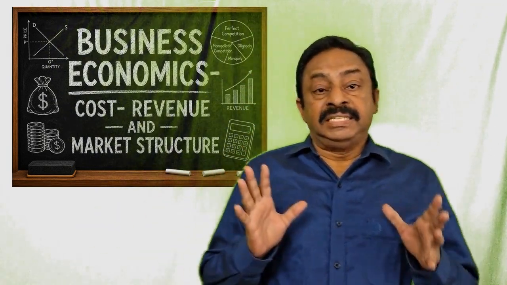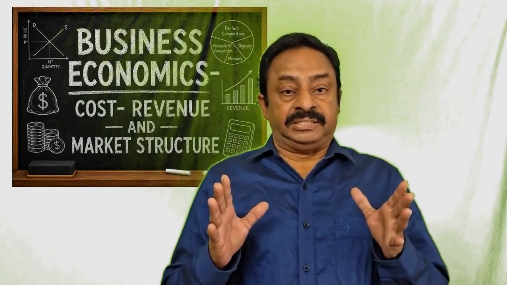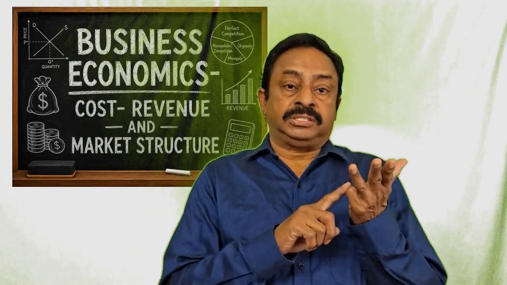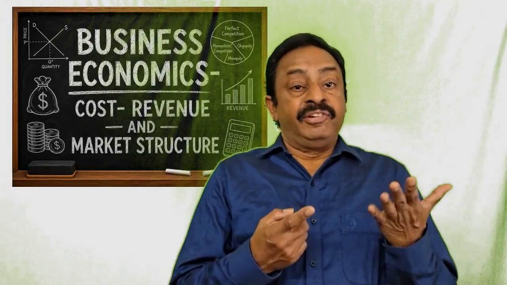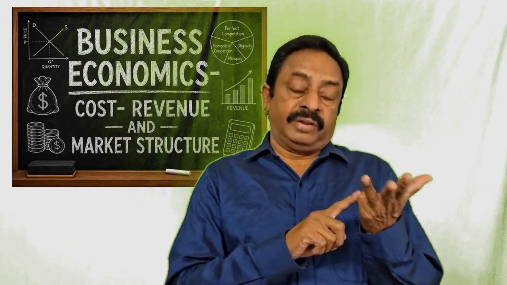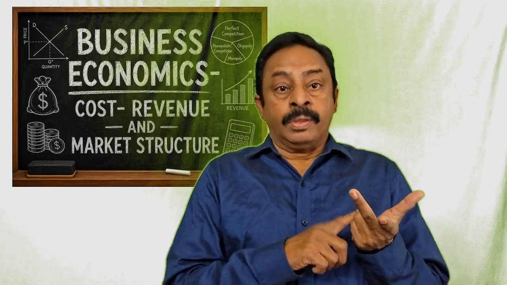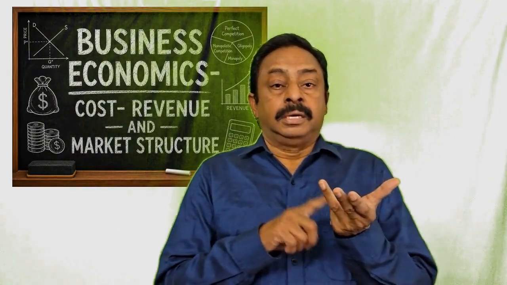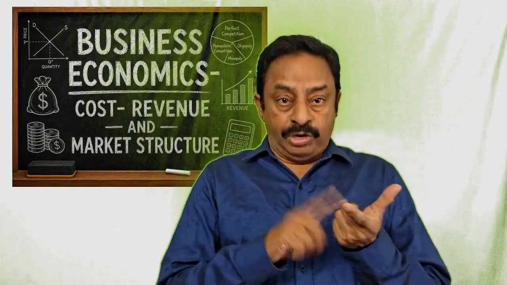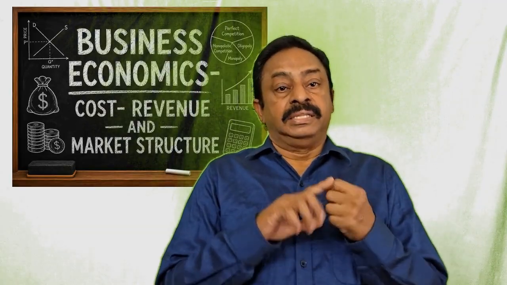Okay. This is about business cost, revenue, and market structures. I explained about cost: total cost, variable cost, average cost. And revenue also, how revenue comes: total revenue, average revenue. And market structures, I explained perfect competition, duopoly, oligopoly, and monopoly. These are about business economics.